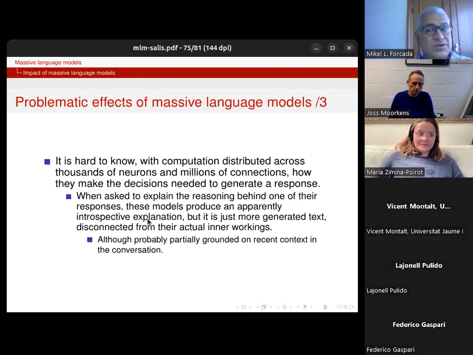So basically, they would just say, yeah, I did this because of that. It's just generating new text. It has nothing to do with how it came up with the answer. It's just text that follows nicely the conversation you had. It's partially grounded on recent context in the conversation, but it doesn't look inside itself.